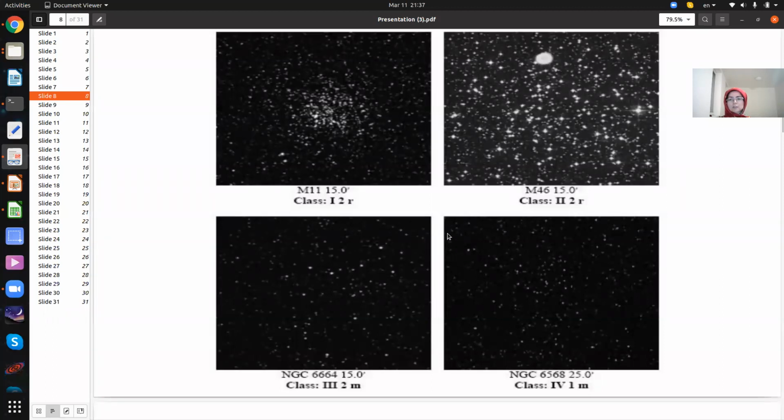Here are other examples. M46, for example, is in class 2, and it is rich. M11 is in class 1, 2, and it is also rich. But NGC 6664 is in class 3, and it is not rich, it is medium. And the last one is NGC 6568. It is in class 4, and it is medium. And this is the planetary nebula in M46.